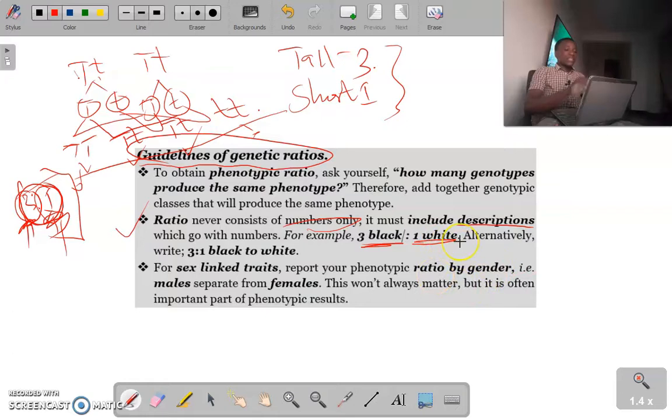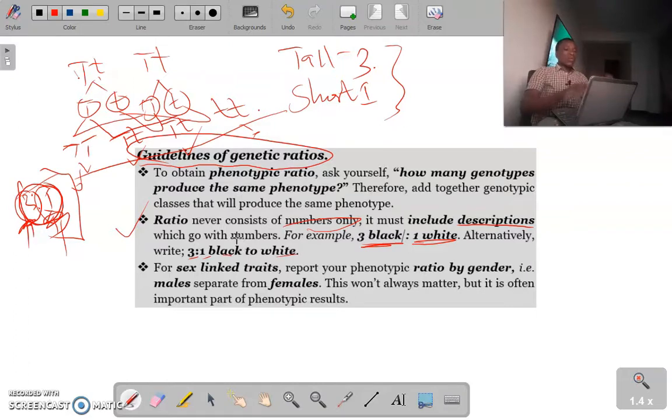Alternatively, you can state it as 3:1 black to white. That is an alternative. 3:1 black to white. So this will indicate that this 3 is for black and 1 is for white. So now these are the two different ways of presenting or stating the ratio, and these are the preferred, even though there are other alternatives that I usually teach my students, but in this case I prefer to introduce you to those two ways of stating the ratio.